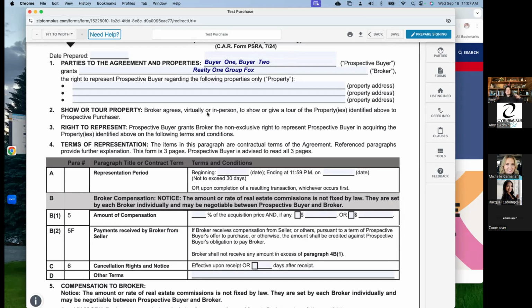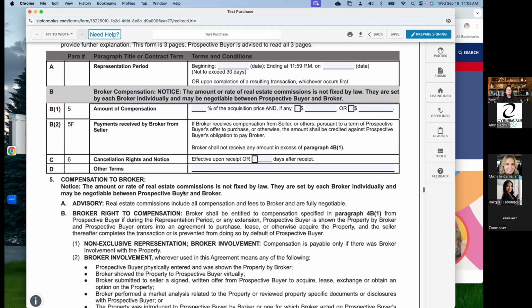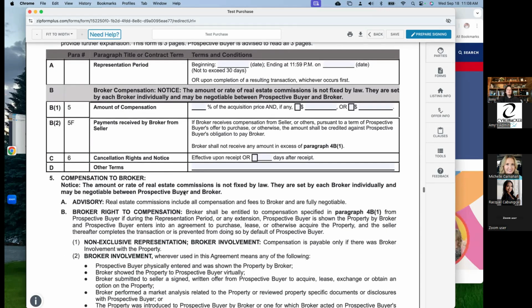This is just a little less intimidating per se than the BRBC. So if you've got those cold leads, we don't have relationship with you yet, we have to have something signed to go walk them through the door. This might be your best option because it's not quite as involved and long term, okay? So that would be the PSRA.